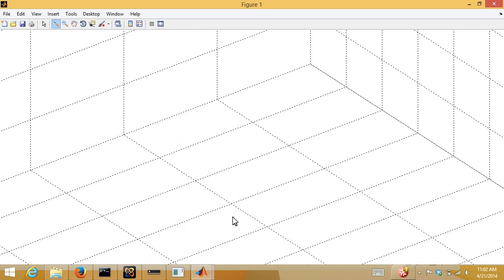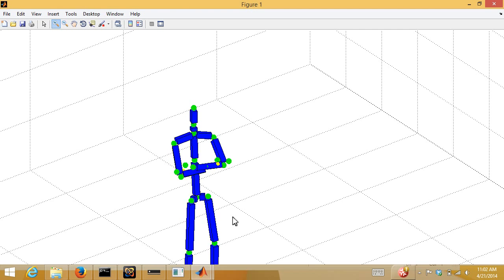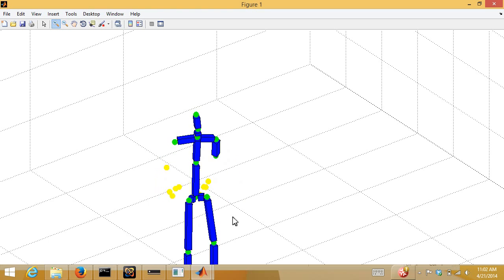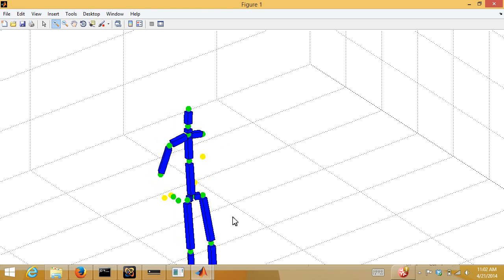So what if you were to cross your hands in front of your body? No, that's okay. What if you put one hand behind your back? Ah, see, it's still getting a decent estimate for my hands.